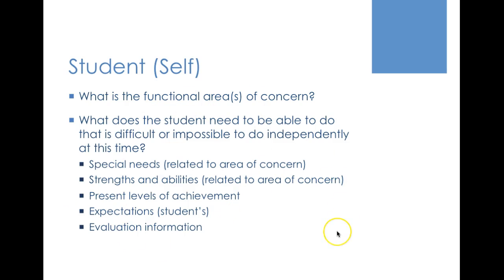So this just goes a little bit more into the student or the self. What are the functional areas of concern? What does the student need to be able to do that they're actually struggling to do right now? This could be any sort of special need, strength or ability, present level. You might find this if you talk to the student or if you examine what expectations you have for the student. And then, of course, you want to have evaluation information: any data that you have collected as a team on what skills that student needs.